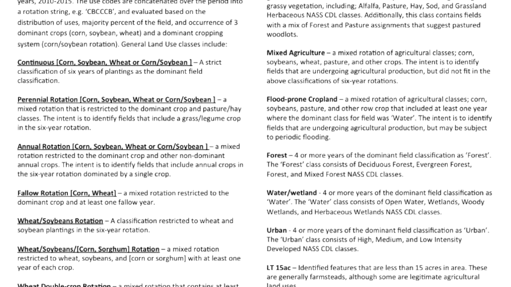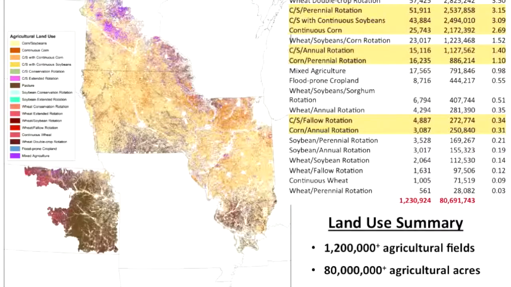One that I thought was very interesting: we were able to identify those fields that somewhere in that 6-year span of time were actually classified as water. So essentially we decided to assign those a flood-prone cropland class to identify those low-lying areas that might be subject to flooding on occasion. And other classes, more non-agricultural: forest, water, urban, and the like. So that represents the mix of classes that we have within our land use data set.